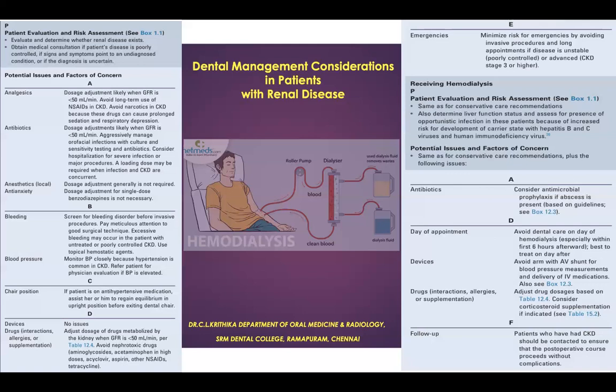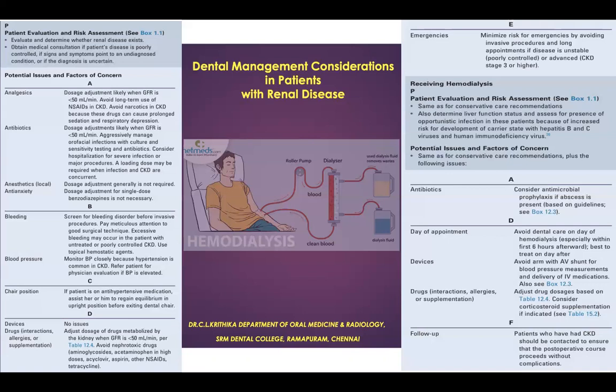Antibiotics. Dosage adjustments likely to occur when GFR is less than 50 ml per minute. Aggressively manage orofacial infections with culture and sensitivity testing and antibiotics. Consider hospitalization for severe infection or major procedures. A loading dose may be required when infection and chronic renal disease are concurrent.